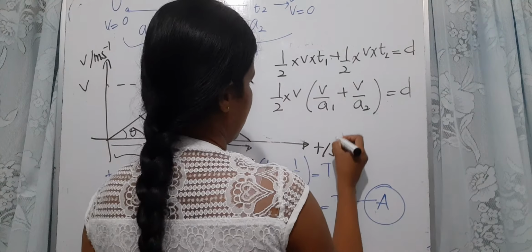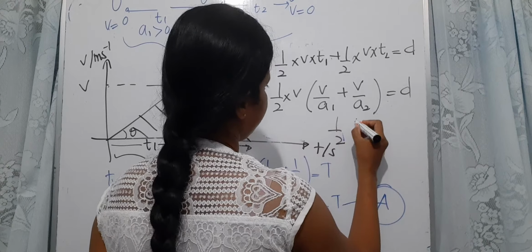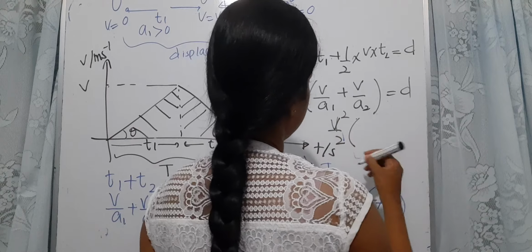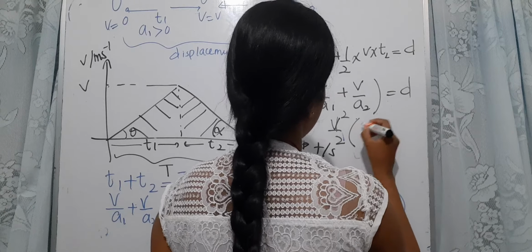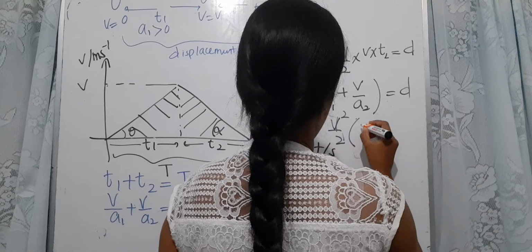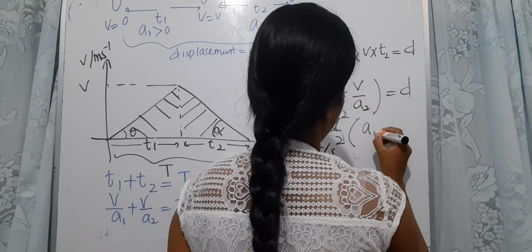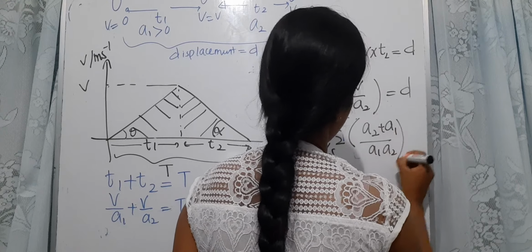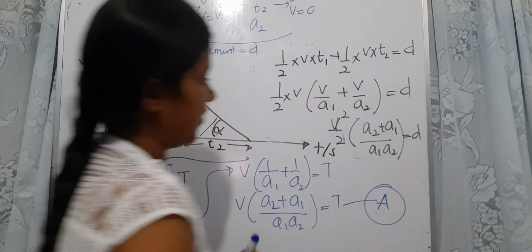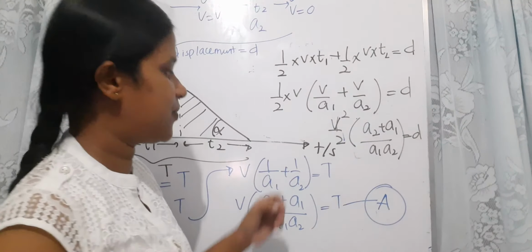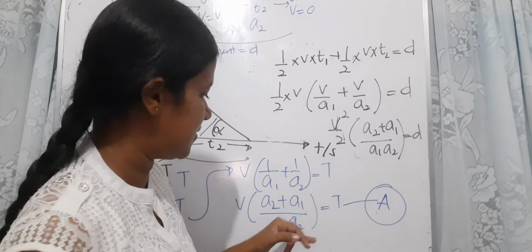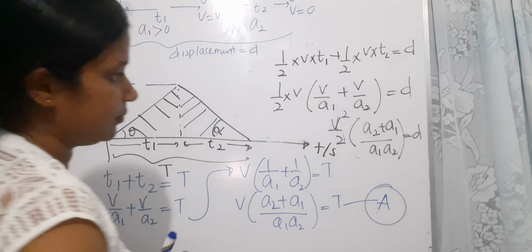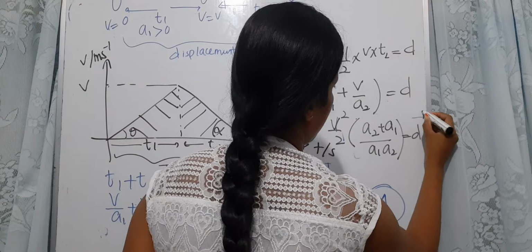Then half into V squared can be taken like this. Here, A2 plus A1 over A1 A2 equals D. I have skipped 2 steps. Right here, the similar thing is happening here. Right? Then this is B.